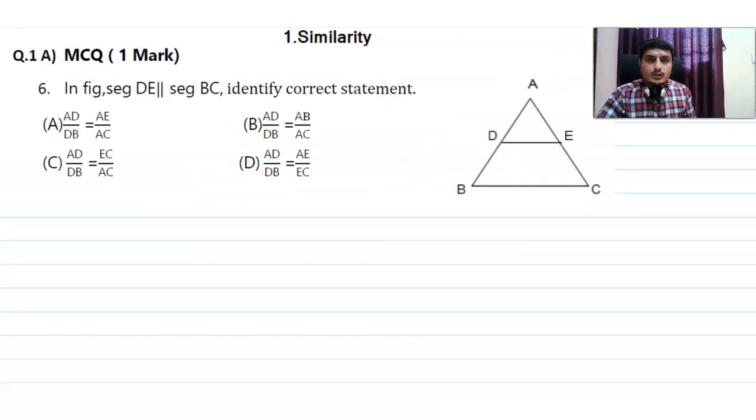Now look at the sixth question. It is of the form: in the figure, segment DE is parallel to segment BC. Look at DE and BC.